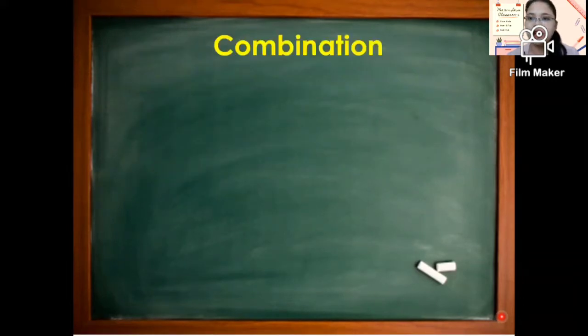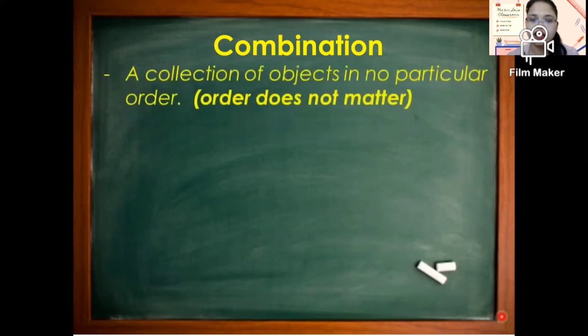Nakaraan, diniscuss natin ay permutation. Ngayon naman, ang pag-aaralan natin ay combination. Kapag sinabi natin combination, it is a collection of objects in no particular order. So, ibig sabihin, ito po ay kabaliktaran ng permutation, kasi sa permutation, importante yung order. Importante kung sino yung first, kung sino yung second, kung sino yung third. Dito naman, sa combination, order does not matter.